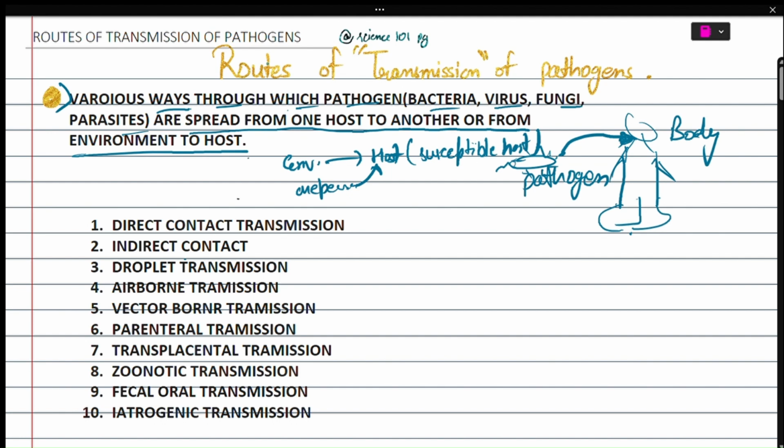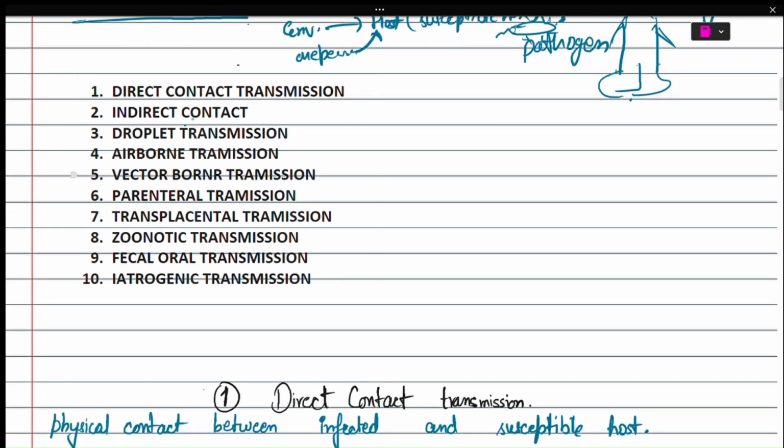And here are the 10 routes which are used by pathogens in order to spread into our body. The first route is direct contact transmission, then comes indirect, then droplet transmission, then airborne transmission. After that comes vector-borne, parenteral transmission, transplacental transmission, zoonotic transmission, fecal-oral transmission, and iatrogenic transmission.